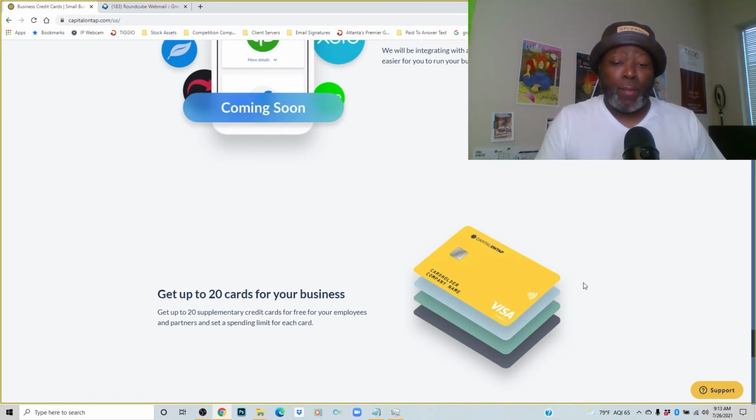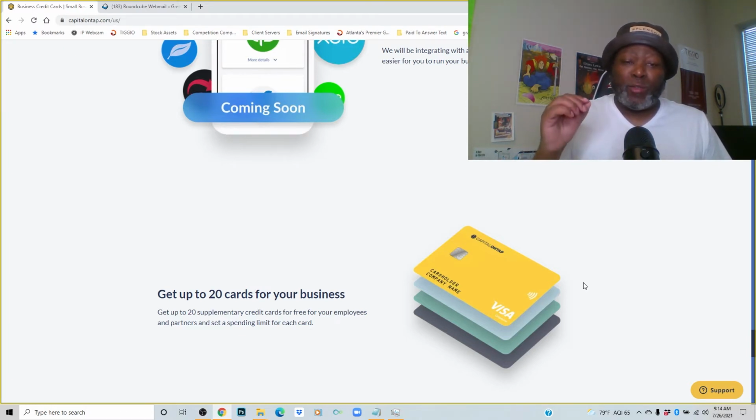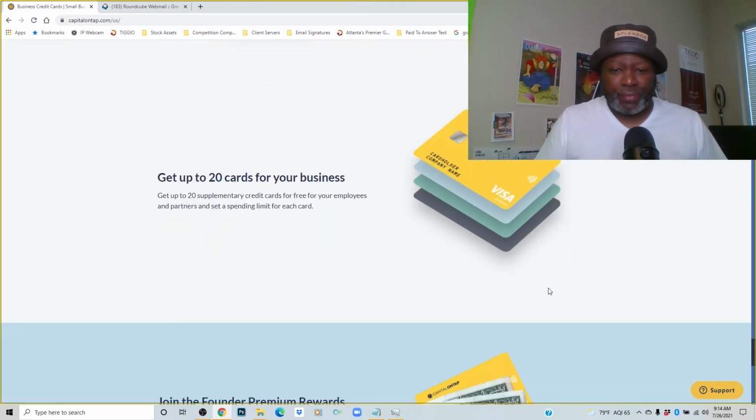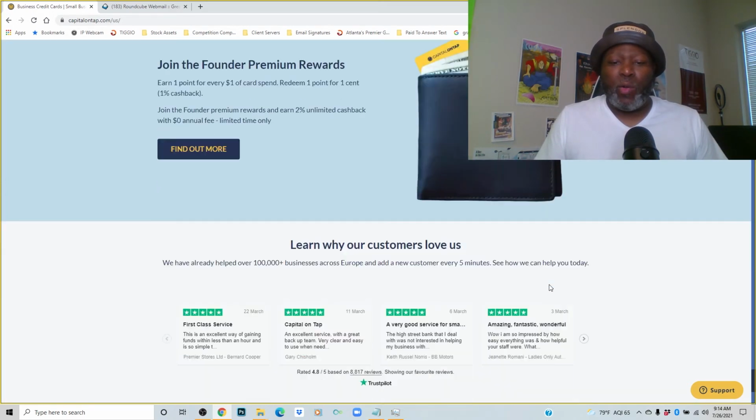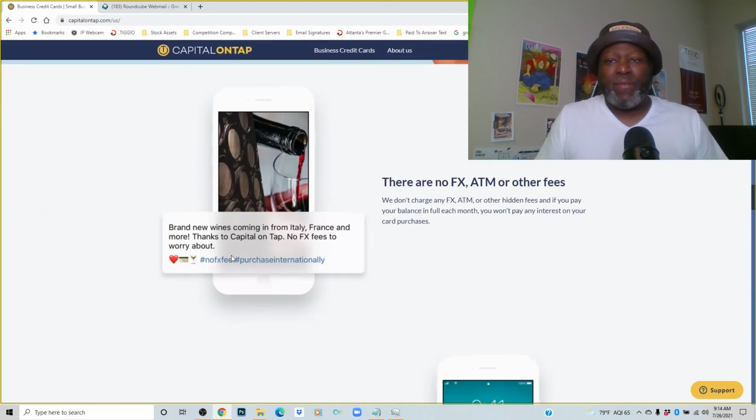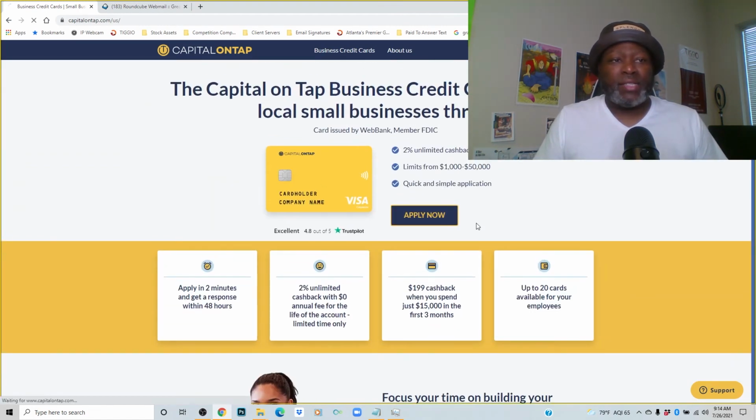credit cards that you might apply for with no personal guarantees, cards that you can get that are soft pulls. And the good thing about this card, you would not get hit on your personal credit when you apply for this business credit card. All right. And join the founder premium rewards. Earn 1 point for every dollar of card spend. Redeem 1 point for every 1 cent, 1% cash back. Join the founder premium rewards. Earn 2% unlimited cash back with zero annual fee. Limited time only. All right. So briefly, let's dive in and let's look at how the apply process looks.